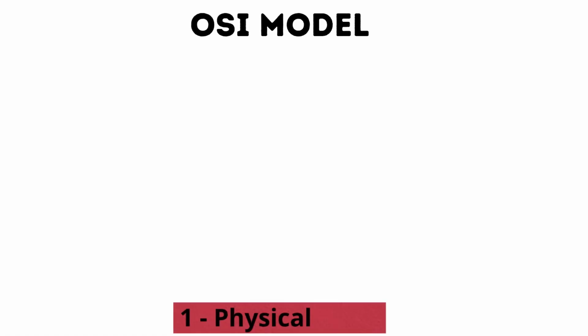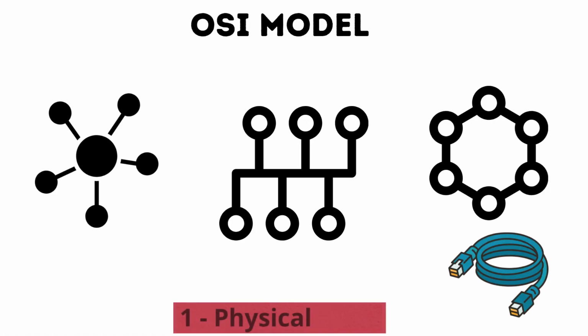At the very bottom, we have the physical layer. This is all about the physical connection between devices. It includes cables, switches, electrical signals, and radio waves. Anything that deals with the transmission of raw bits over a medium. Think Ethernet cables, fiber optics, or Wi-Fi signals.